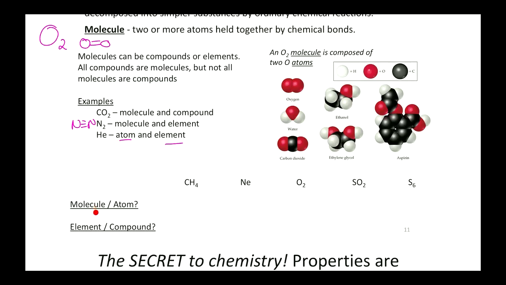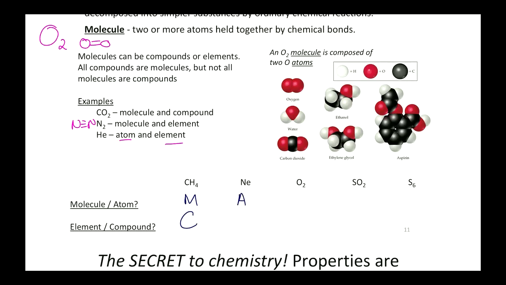Are we looking at a molecule or an atom, or are we looking at an element or a compound? So this first one, CH4 or methane, is it a molecule or an atom? Molecule, how do we know? What are we looking for? Stuff bonded to one another, yeah. C's are bonded to H's. Okay, but is it an element or a compound? Compound, because there's both carbons and hydrogens. Perfect.